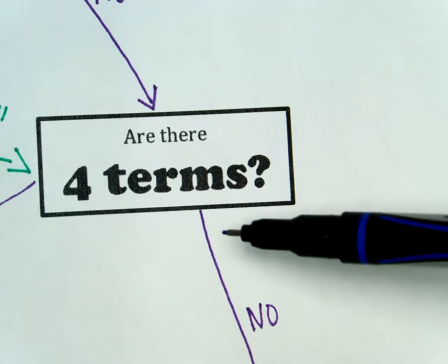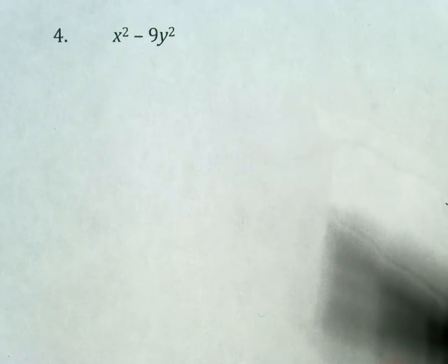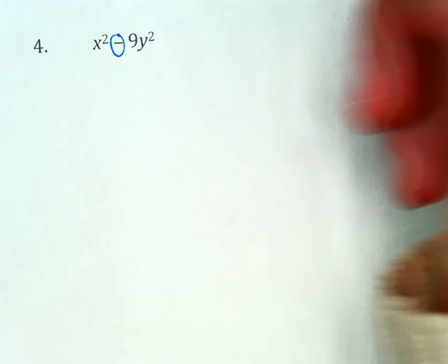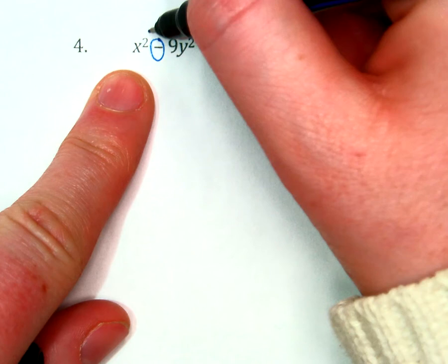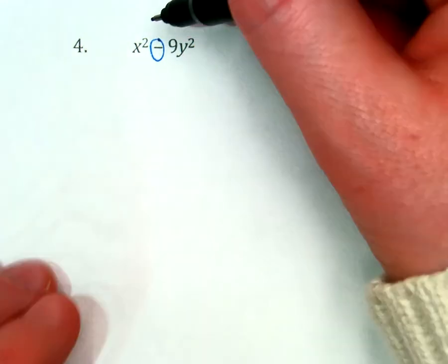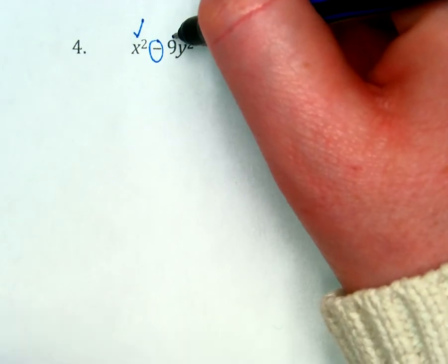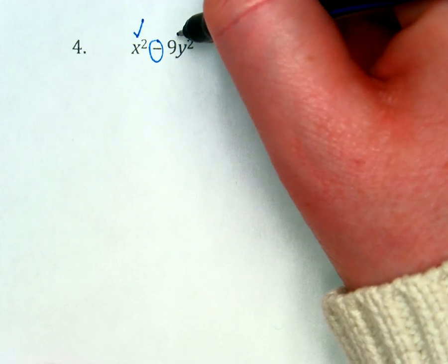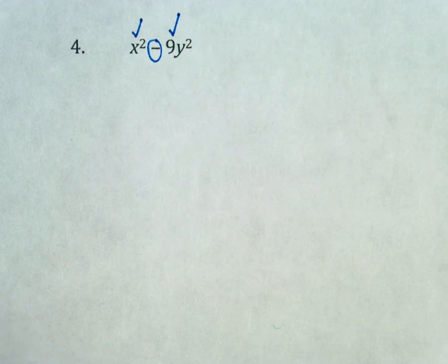Are there 4 terms? No. 3 terms? No. 2 terms? There are 2 terms. Is it a difference problem? It is. So I just have to check and see if these are squares. X squared can definitely split into x and x, so that's a perfect square. 9 we just said was a perfect square earlier because the square root of 9 is a nice pretty 3. And even y squared can be split into y and y.